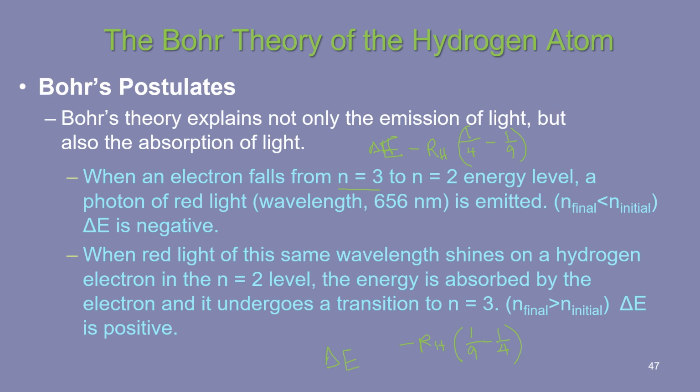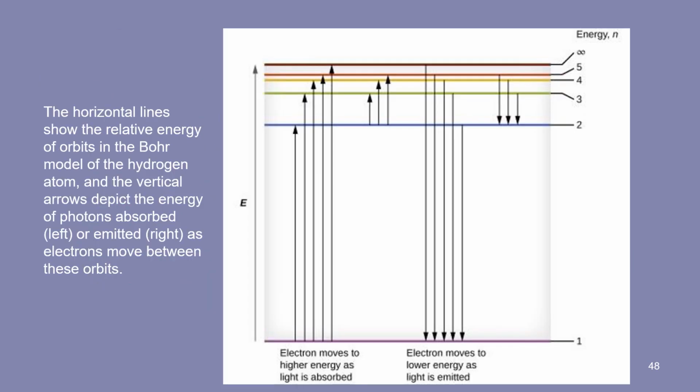I think I do an example next. Okay, so again, here are my energy levels and here are the transitions. If we go from 1 to 2, 1 to 3, 1 to 4, etc., 2 to 3, 2 to 4, again, these are all absorptions, and then these are all emissions.